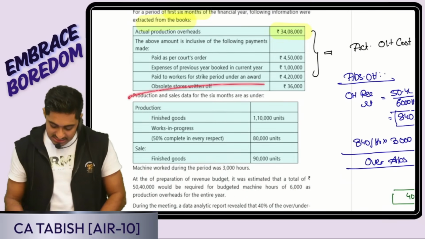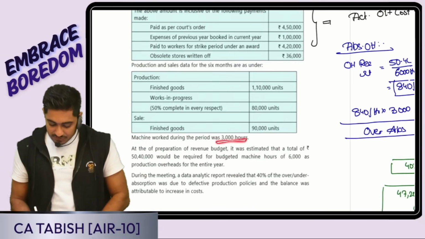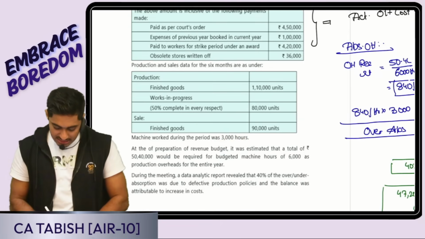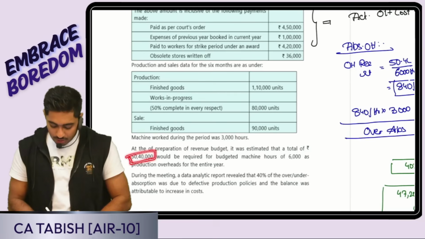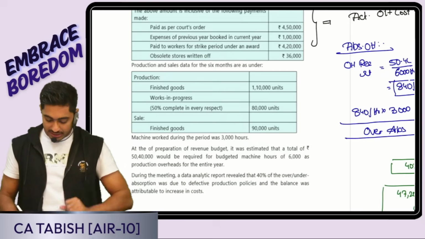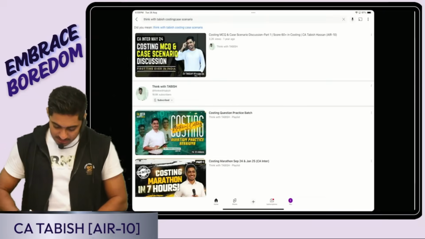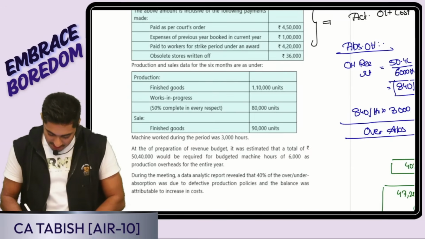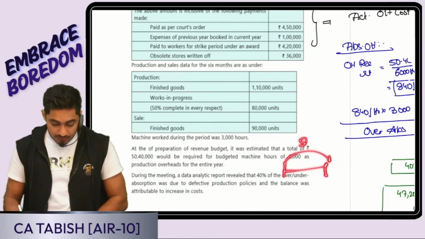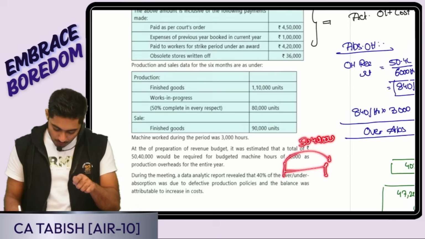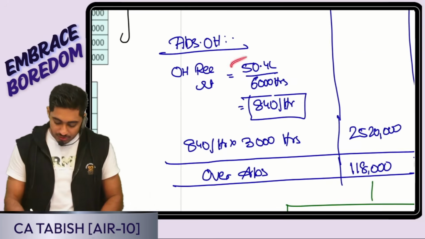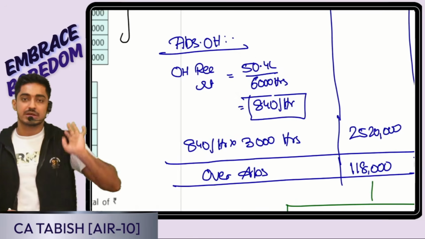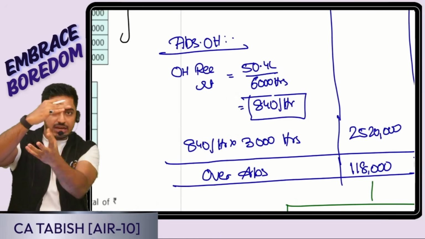Okay, boss. Production sales data they have given. Actually, how many hours has the machine worked during the period? 3,000 hours. At the time of preparation of the revenue budget, it was estimated that a total of 50 lakh 40,000 will be required for 6,000 hours. That means, can I calculate my overhead recovery rate? Yes, boss. For the next 1 year, we are telling our overhead cost is 50 lakh 40,000. Yes or no, everyone? 50 lakh 40,000 is the cost. It is for how many hours? Sir, it is for 6,000 hours, sir. That means, what is my overhead recovery rate? 50 lakh 40,000 divided by 6,000, 840 per hour. So for every hour, I will be recovering 840.